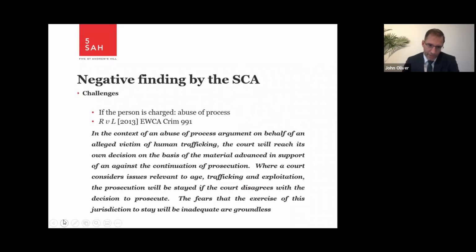Confirmed in the case of L in 2013, which of course is before the Act came into force. But the test certainly was where a court considers issues relevant to the age, trafficking and exploitation of the person, the prosecution will be stayed if the court disagrees with the decision to prosecute. And again, it's about gathering together information that would suggest that there's been some blip, as it were, in the process, in the referral process. But again, Chris will talk about that a little more. Next slide.